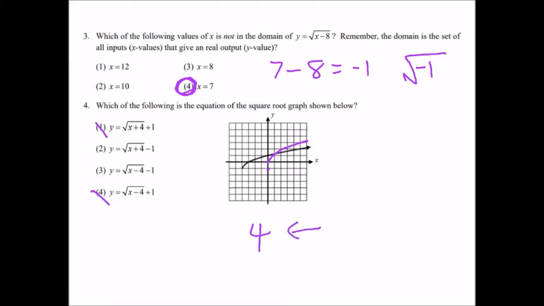Now, this is where it's a little backwards of what we would assume. We would assume it would be a minus 4. But when it's a shift left or right, if it's shifted left, it's a plus. If it's shifted right, it's a minus. So this would actually be number 2, a shift left of 4 and down 1.